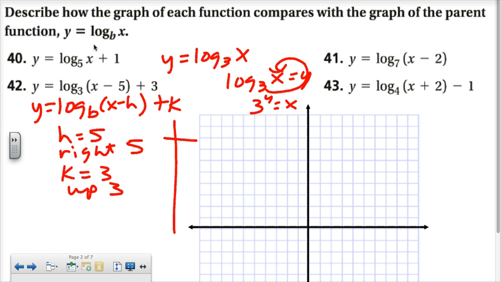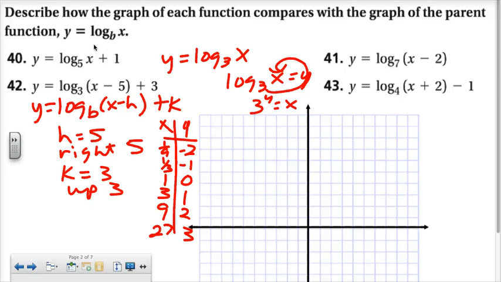So again, we have that role reversal where what we have to do is input the y's to get our x's. So 3 to the -2 will be 1/9. 3 to the -1 will be 1/3. Anything to the 0 power is 1. To the first power is 3, second power is 9, third power is 27. And that's just to give you a feel for how quickly this is going up in that instance.